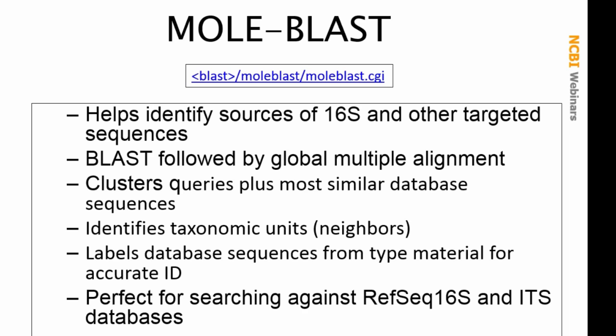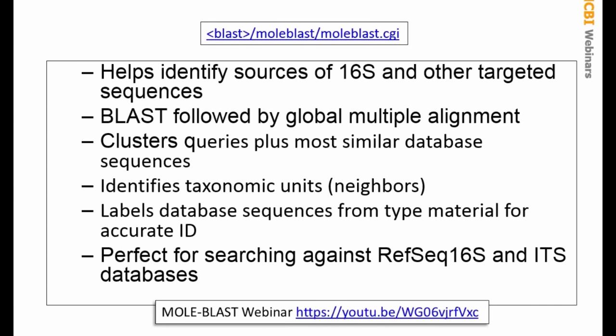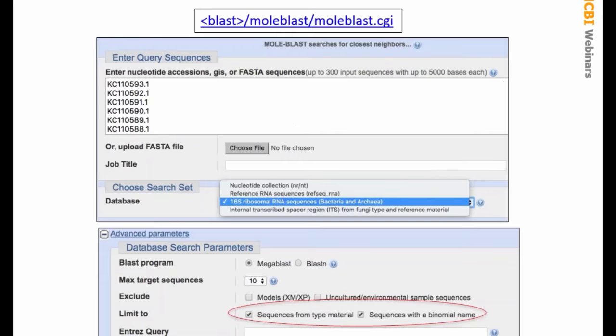It is a BLAST search followed by a global multiple alignment. It clusters your query sequences plus the most similar database sequences, and it's going to give you taxonomic units out of that. And you can also, of course, restrict to those sequences from type material as we did with BLAST. This is a perfect tool for searching against the 16S or the ITS databases. We did a webinar on this a little over a year ago. If you want to watch the recording of that, it's available on our YouTube channel, and there's a link to it at the bottom of this slide.